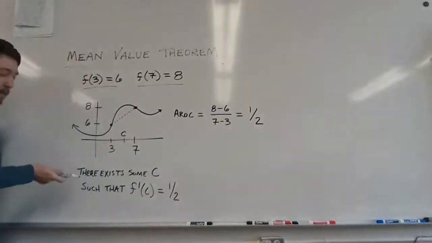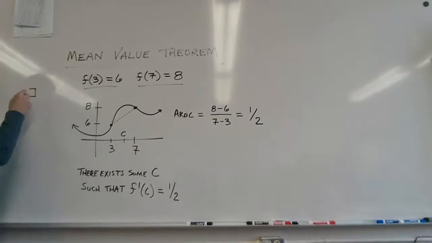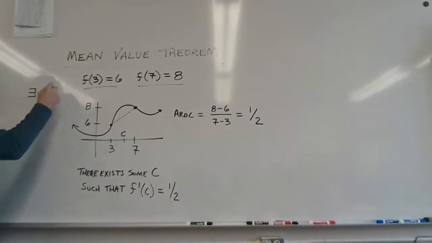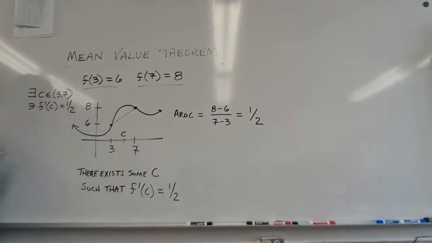I'd like to take our time getting through these statements because they're not easy. They're difficult to parse and figure out what they mean. Also, for the flex people in here, if you want to flex your special symbols, you could write this as there exists a c in the interval between 3 and 7 such that f'(c) is 1/2. So that's pretty savage. Fancy. That's pretty lit, right?